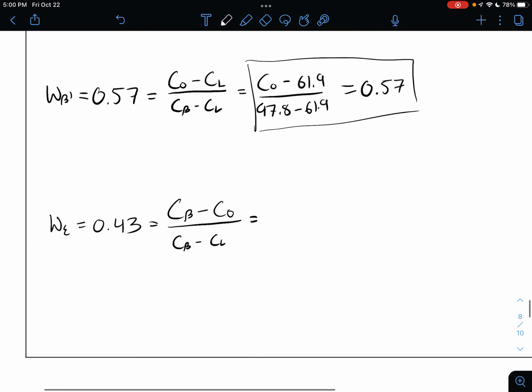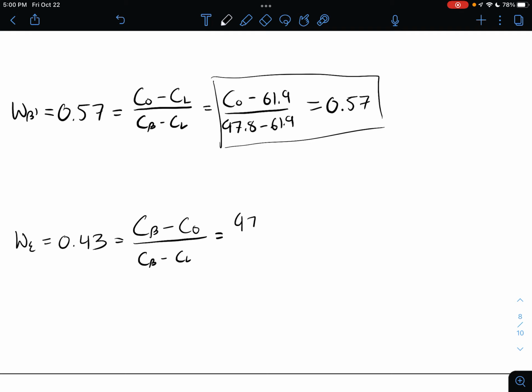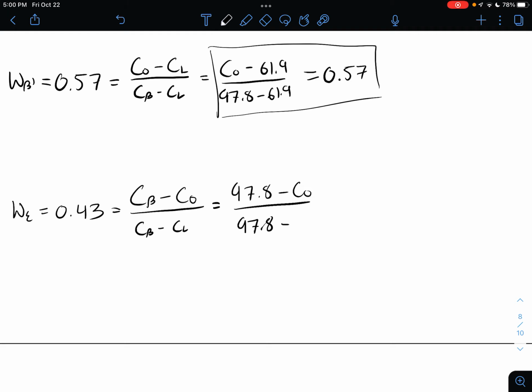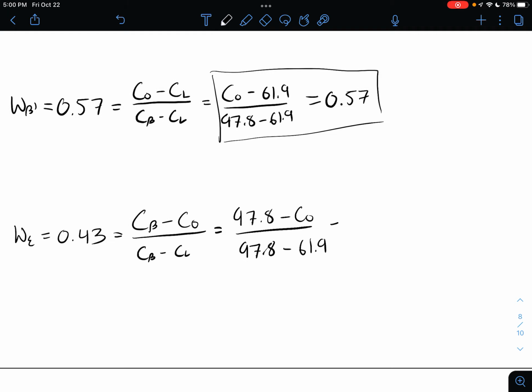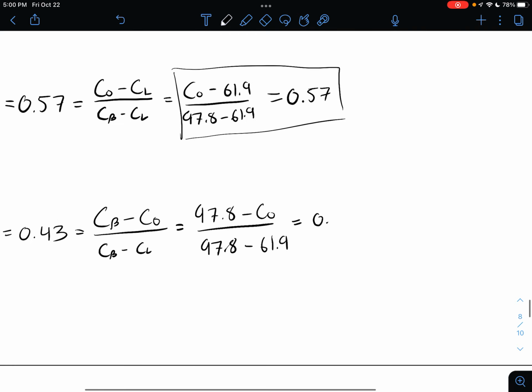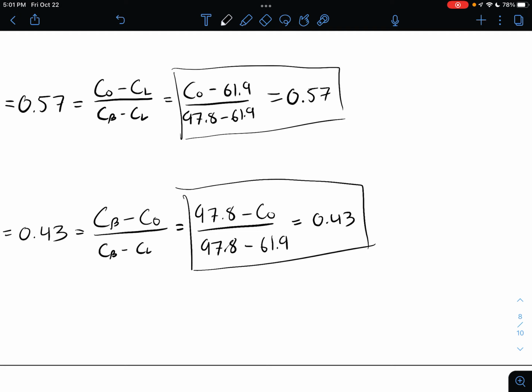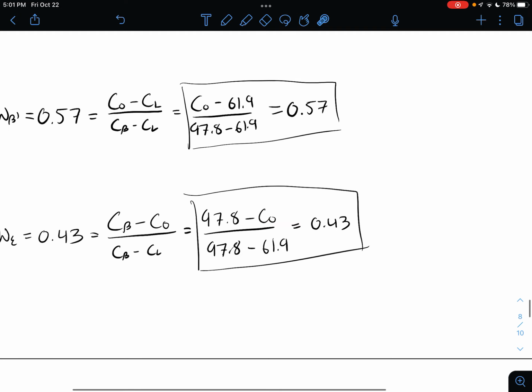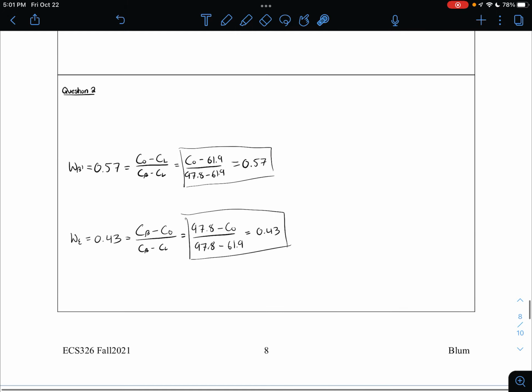And plugging in our numbers again, 97.8 minus C0 over beta, which was 97.8, minus CL, which was 61.9. And again, that's set equal to our original 0.43. You could also solve for C0 in this, because we have one equation, one unknown, and you should get the same answer from both of them.